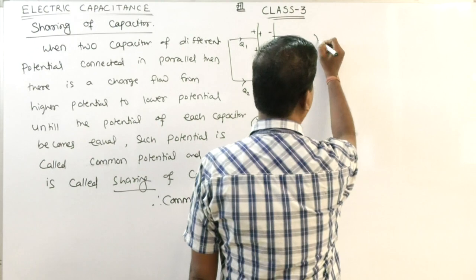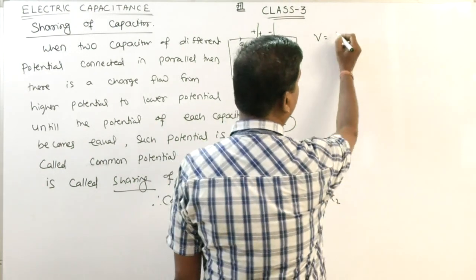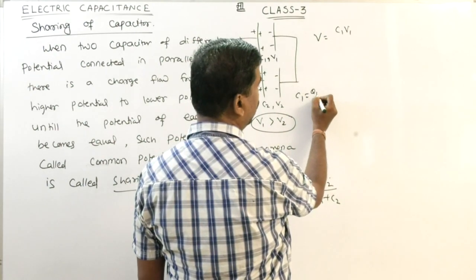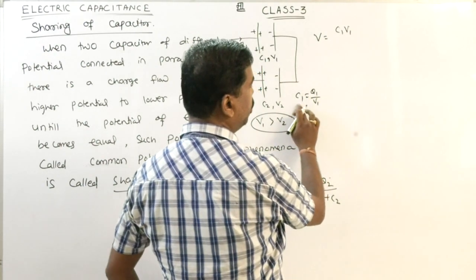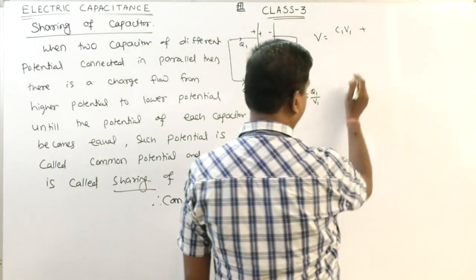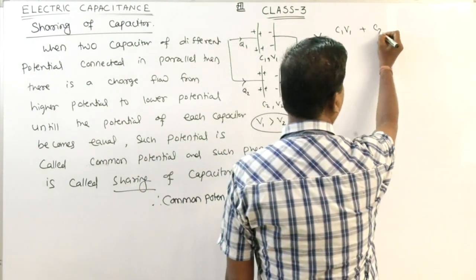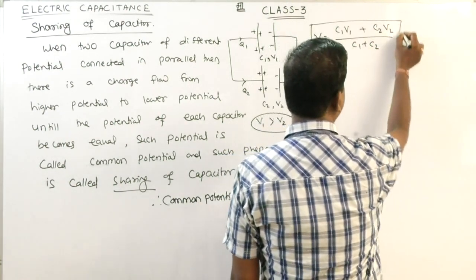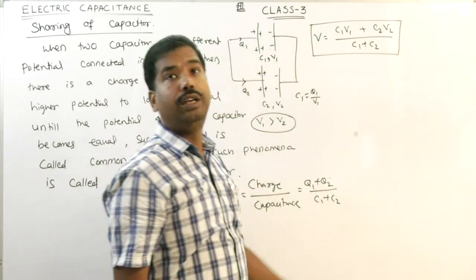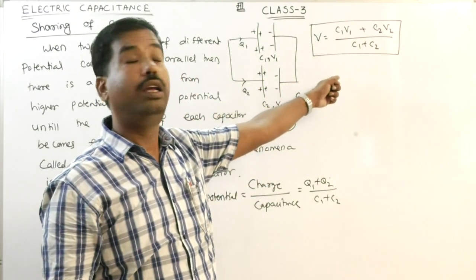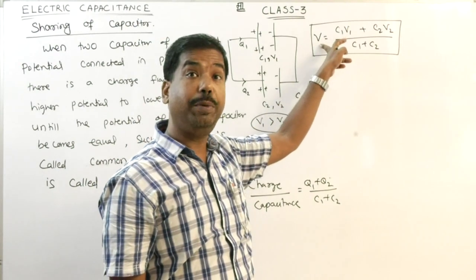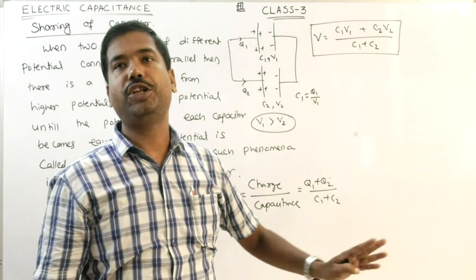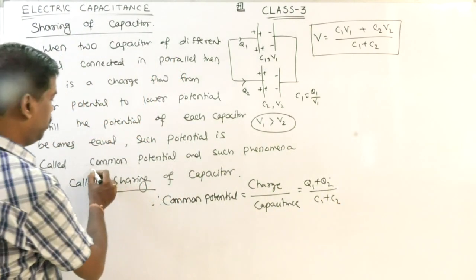So common potential is found to be V is equal to Q1 plus Q2, meaning C1 V1, because C1 is equal to Q1 by V1, or Q1 is equal to C1 V1. Similarly, Q2 is equal to C2 V2, all by C1 plus C2. This is the common potential. If that much potential is obtained by the two capacitors, then there is no charge flow. Clear? And that potential is called common potential.